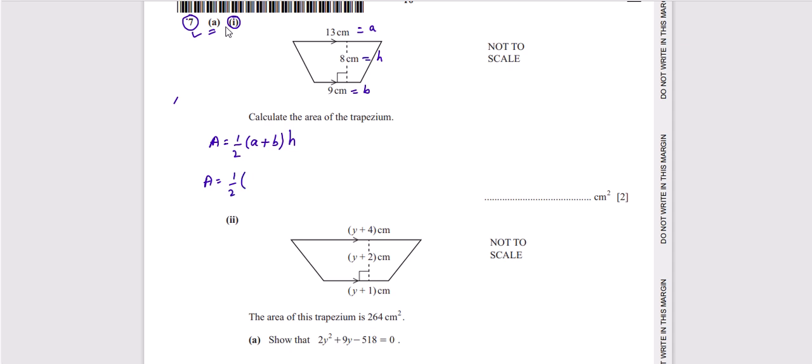Okay, A is equal to 1 by 2. What is the value of a? a is 13 plus b is 9 and h is 8. A is equal to 1 by 2. Sum up these values, we get 22 multiplied by 8. Calculate these values, we get 88. Right here, 88 centimeter squared.